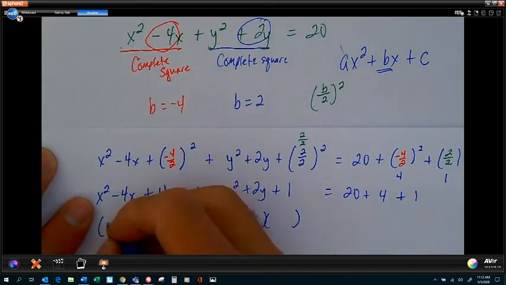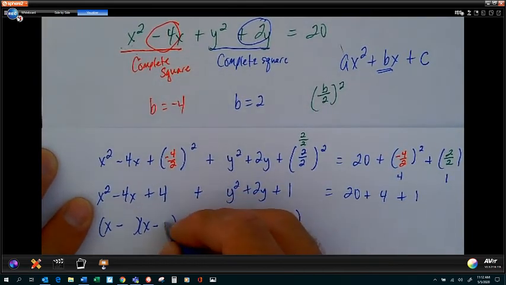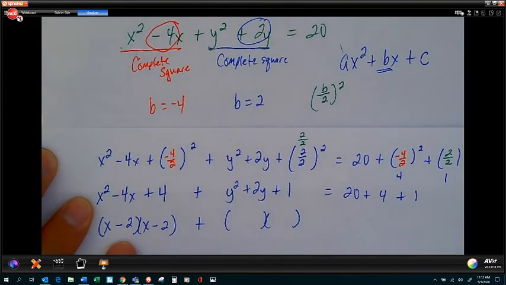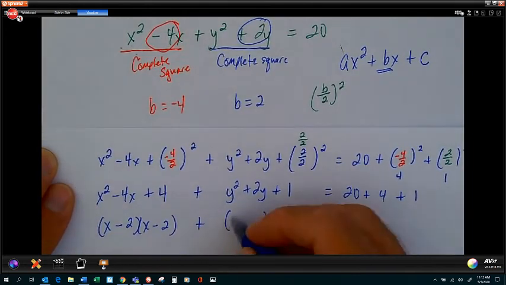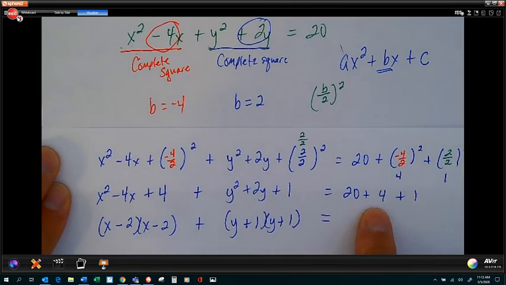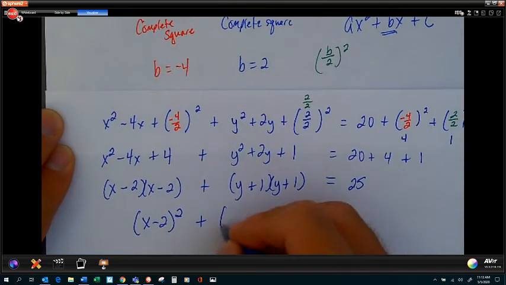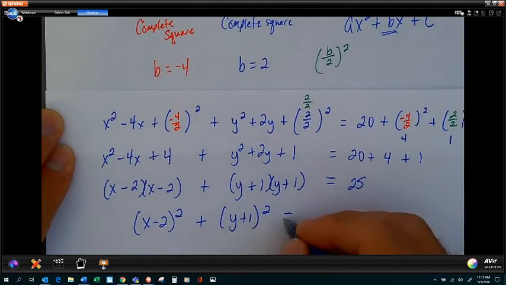Remember from factoring, we've got a positive c, but we've got a negative b, so we know we have x minus 2 times x minus 2, and that's going to give us negative 2x is negative 4x, and negative 2 times a negative 2 is a positive 4, so that factors out this way. And then y here, and we know we have a 1 and a 1, and it's a positive c, and this is positive, so we know that's it. We factored this to y plus 1 times y plus 1, and 20 plus 4 is 24, plus 1 is 25. So now we can rewrite it as x minus 2 squared plus y plus 1 squared equals 25.